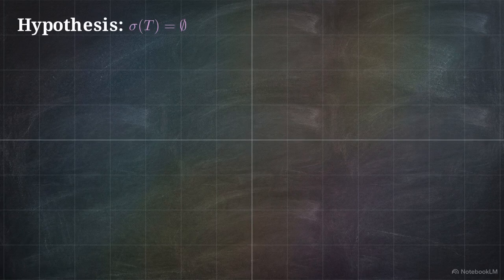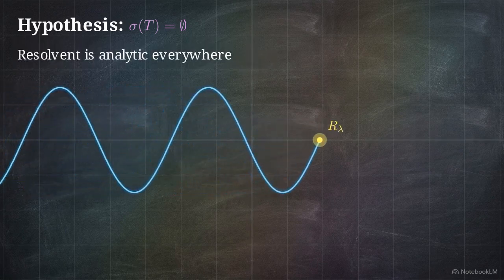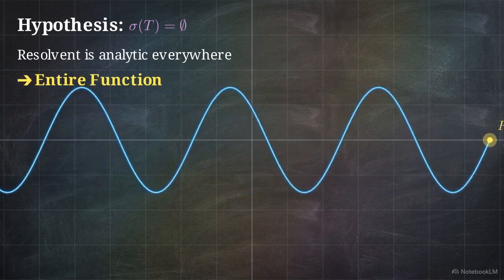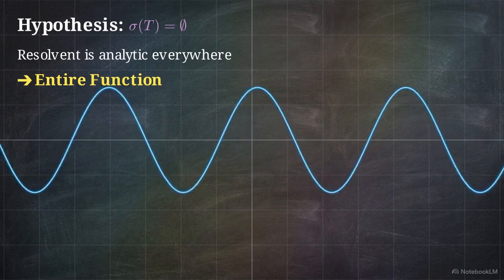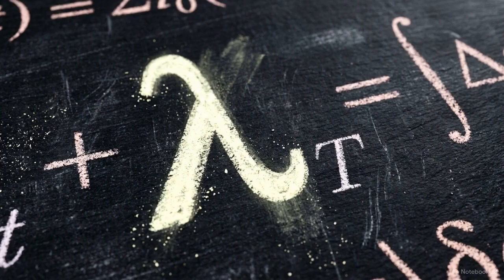This brings us to Theorem 7.5-4, which states that the spectrum of a bounded linear operator on a complex Banach space is never empty. We prove this by contradiction. This grid visualizes a hypothetical scenario where the spectrum, sigma of T, is completely empty. Without a spectrum to halt the radius of convergence, the resolvent, R of lambda, must be analytic everywhere. In complex analysis, this is an entire function.